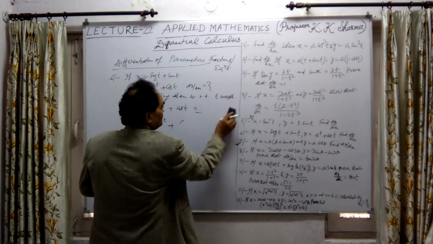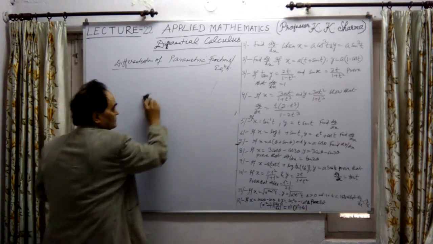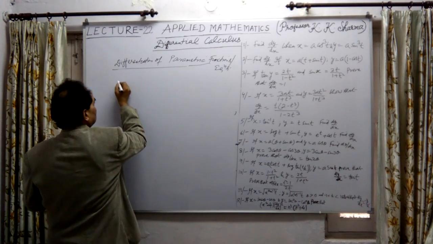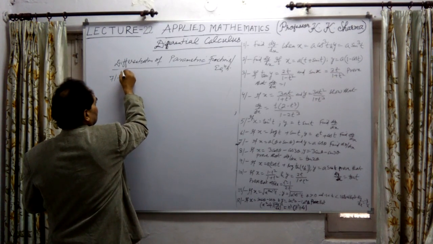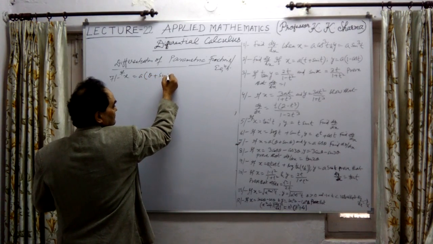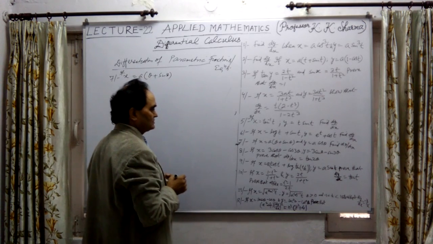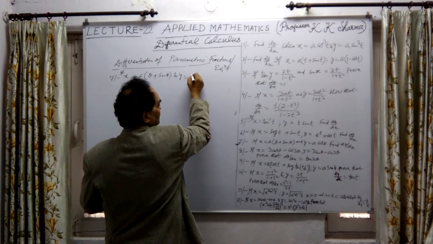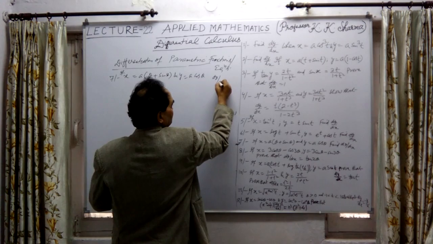Now let me take the seventh one. Okay, so the seventh question talks about, again, a parametric equation. If x equals a (theta plus sin theta), here theta is the parameter, or they are expressed in terms of parameter theta, and y is a cos theta. Again, find out dy by dx.